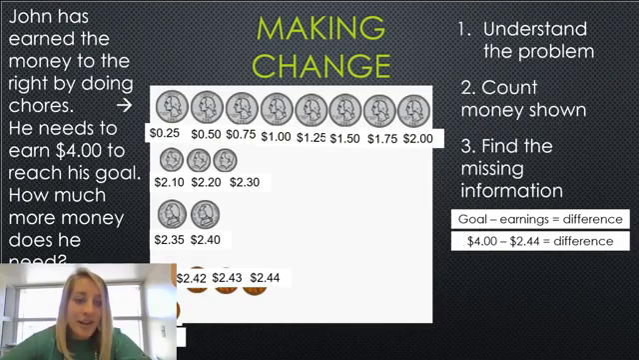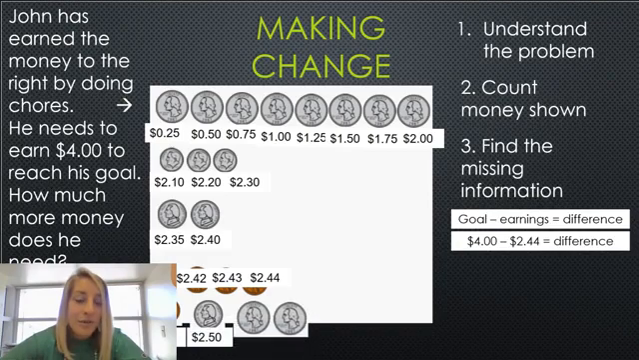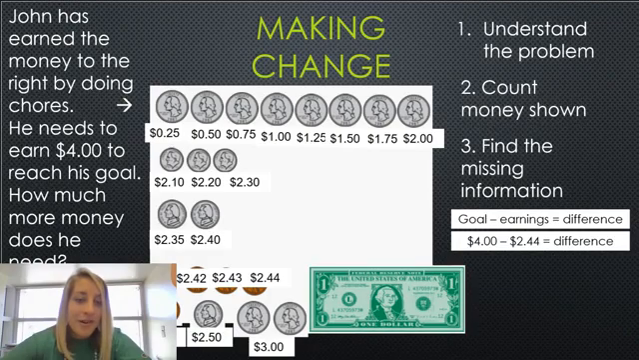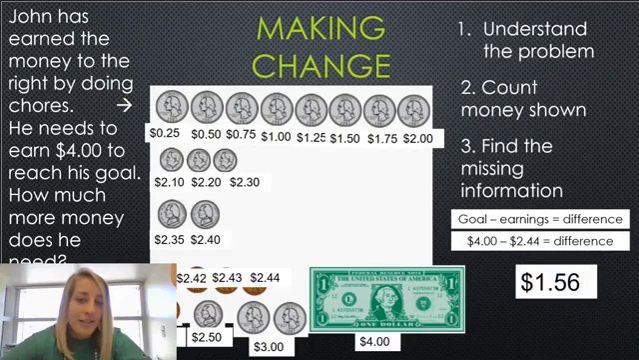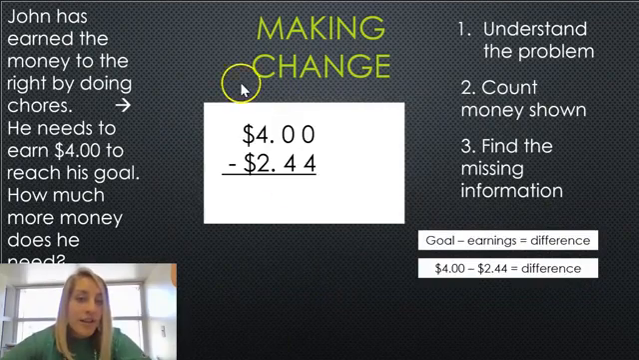$2.45 if I add a penny. A nickel would make it $2.50. 2 quarters would make it $3. One more dollar would bring me up to $4. So I can count this, and I add it on. $1, 50, 55, 56. $1.56 is the difference.